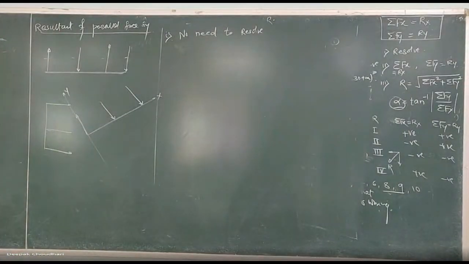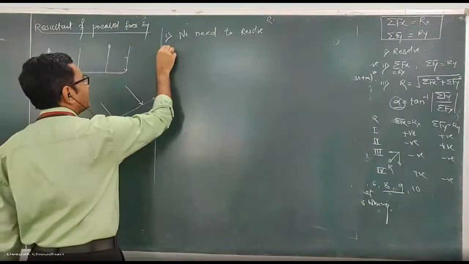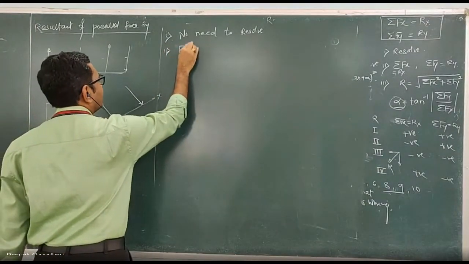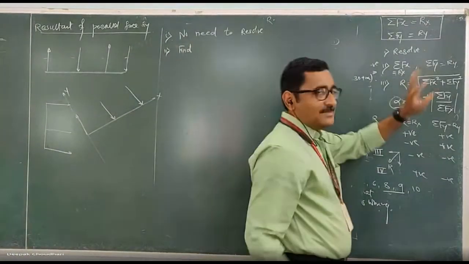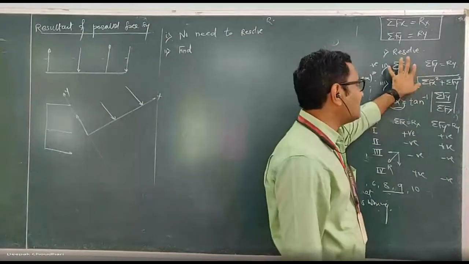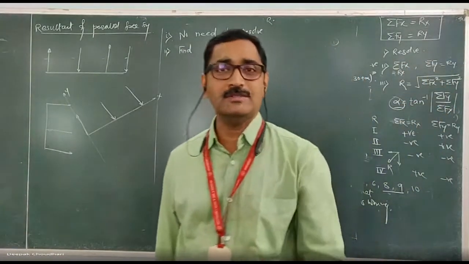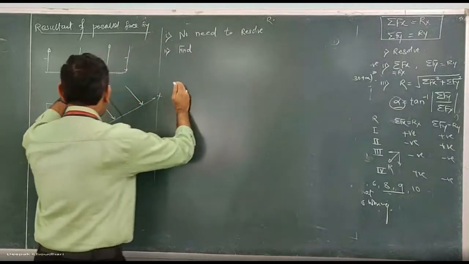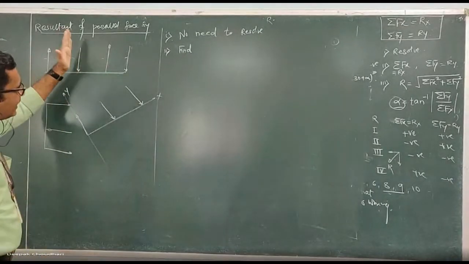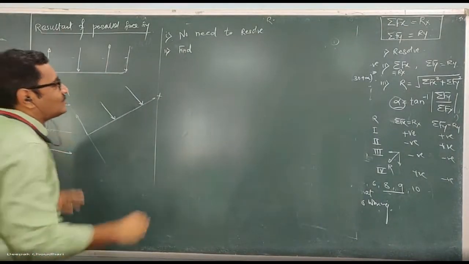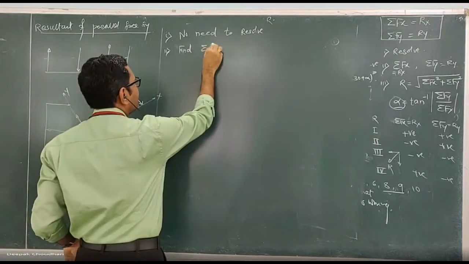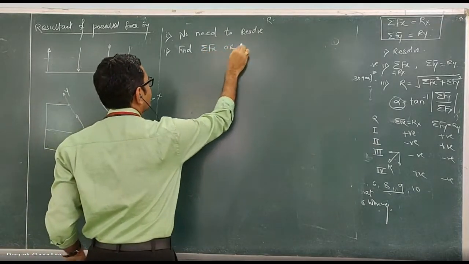Understood? So in a parallel force system, there is no need to resolve the forces. Second, find the summation. In a concurrent force system as well as in a general force system, we have to calculate both summation of Fx and summation of Fy. Here, in a parallel force system, the forces are either along the y-axis or along the x-axis. So you have to find either summation of Fx or summation of Fy.